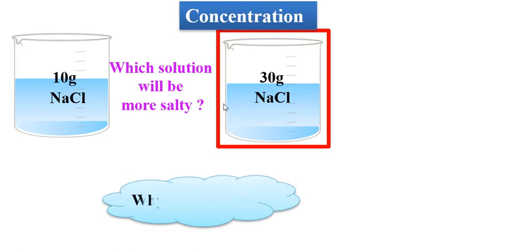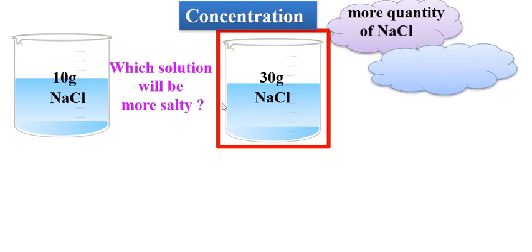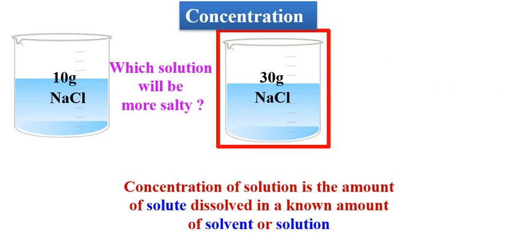What is the reason? The reason is that more solute is present. As simple as that. Therefore, the concentration of NaCl is more in the second beaker. We can define it like this: the concentration of a solution is the amount of solute dissolved in a known amount of solvent or solution.